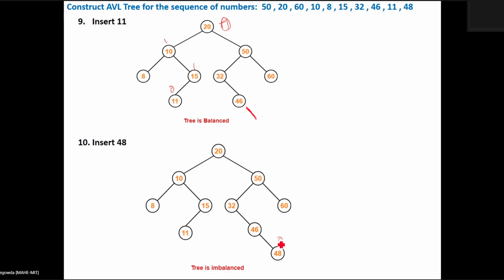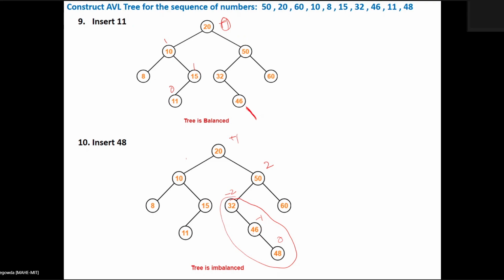If you calculate, you will get a 0, a minus 1, and a minus 2 in this case. Here you will get 2, and here 1. These are the nodes which are affected. 32 and 50 are affected here. You need to consider the first node which is affected starting from the newly inserted node, that is 48, 46 and 32. If you balance these three nodes, automatically the whole tree will be balanced.